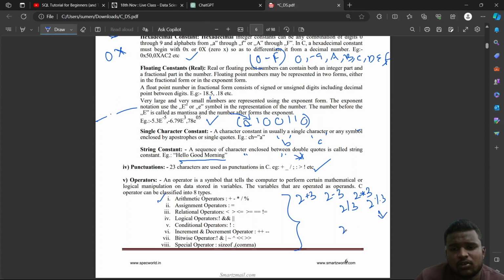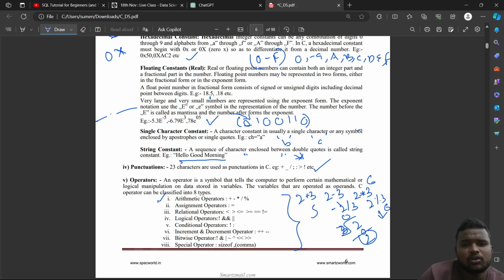What does remainder mean? When 3 is divided by 2, what will be the remainder? The remainder will be 1. That's what it means by remainder. So this is 5, this is minus 1, this is 6, and this is 0, right? That's what arithmetic operators mean.